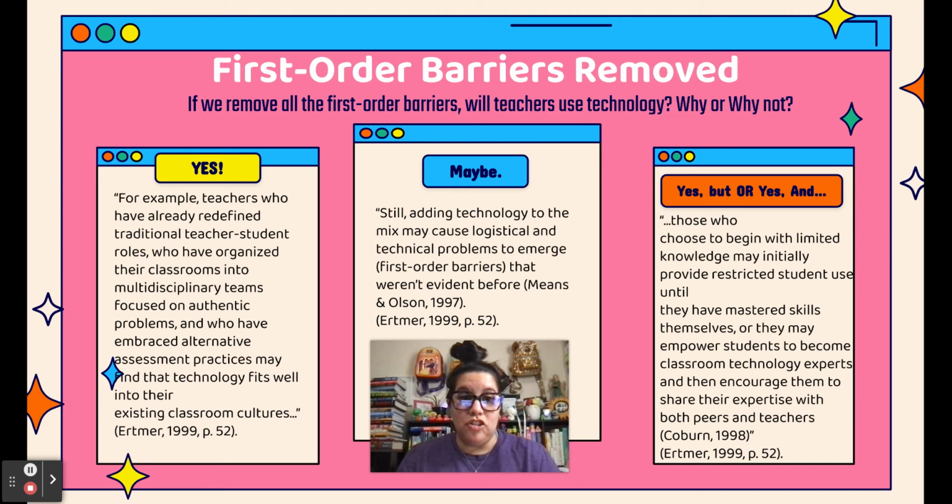So, if we removed all the first order barriers, yes, but or yes, and, those who choose to begin with limited knowledge may initially provide restricted student use until they have mastered skills themselves, or they may empower students to become classroom technology experts and then encourage them to share their expertise with both peers and teachers. Again, how was this written in 1999?